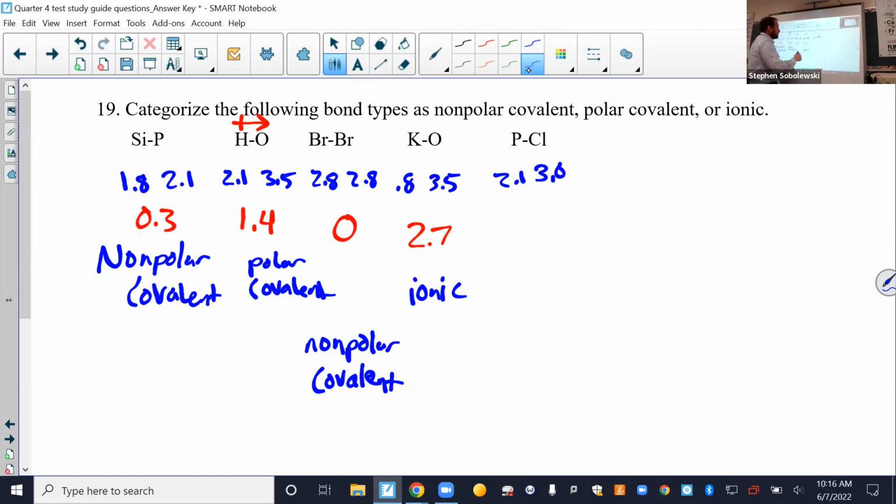And the last one, PCl, the difference here is 0.9, which is going to put us squarely in the polar covalent category. And if we want to use that symbol, we're going to point towards the more electronegative, which is the chlorine, and put that little line above that one. And so it's just using your reference sheets there.